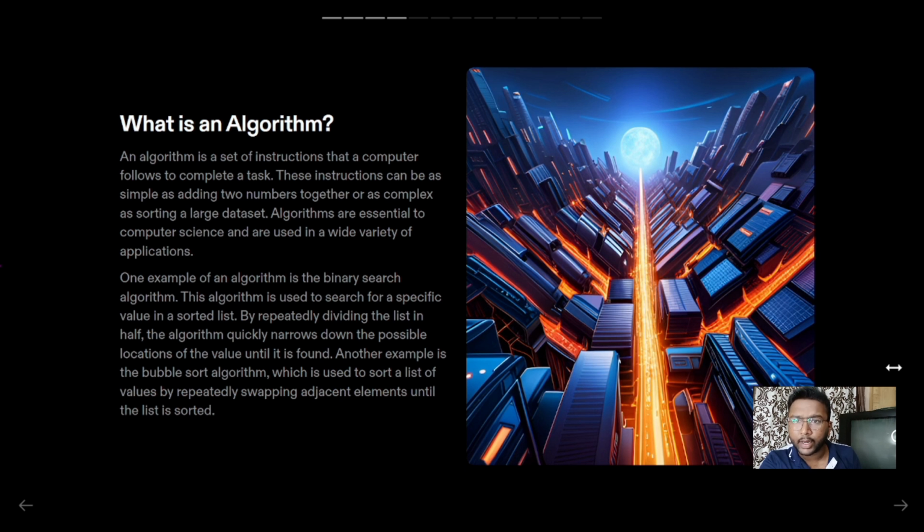So let's get started and find out what an algorithm is. An algorithm is a set of instructions that a computer follows to break down a complex task into simpler ones and make it understand. These instructions can be as simple as adding two numbers together or as complex as sorting a large set of data. Algorithms are essential to computer science and used in a wide variety of applications.